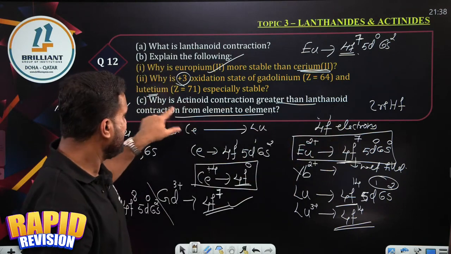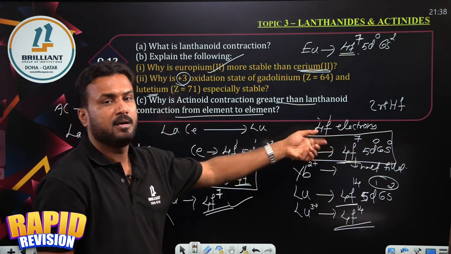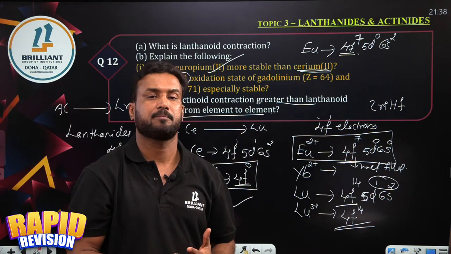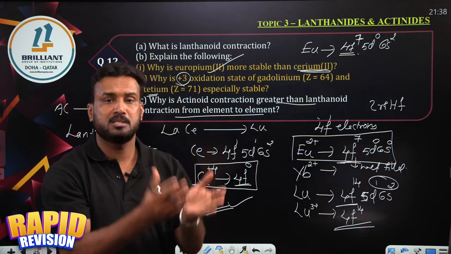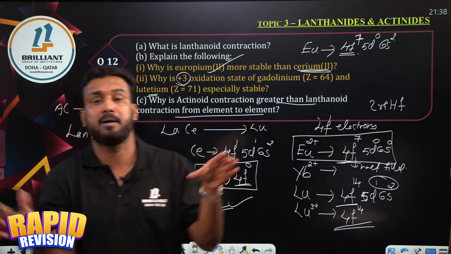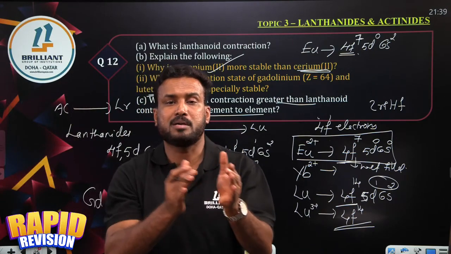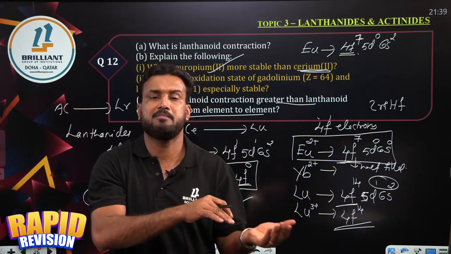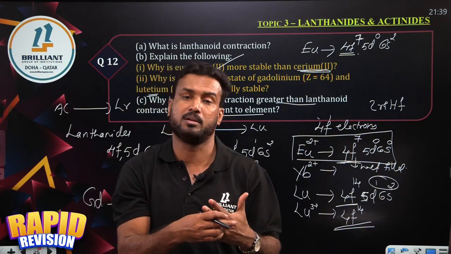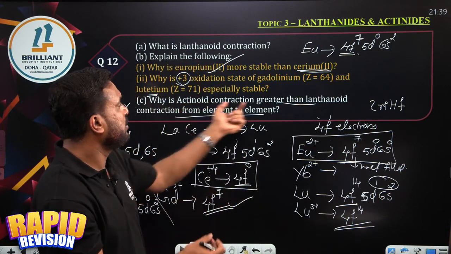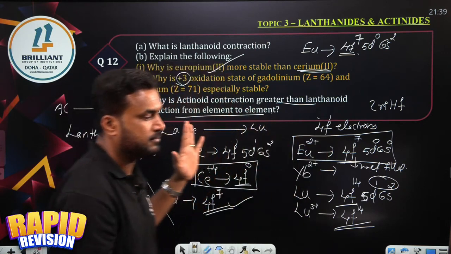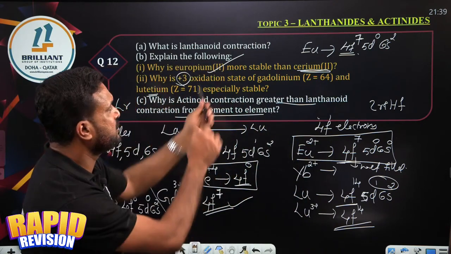But they are asking here why actinoid contraction is greater. Because 5f orbital has more poor shielding effect. More poor shielding effect means their shielding effect is the least for which one? 5f, comparing with which one? 4f. So when you compare the shielding effect of 4f and 5f, 5f has the least shielding effect, lesser than 4f. That is why the actinoid contraction is greater from element to element than this one. Okay. So hope you understood all these questions.